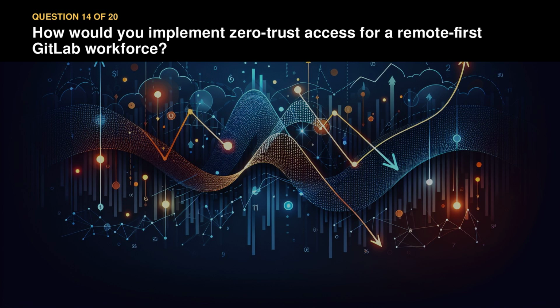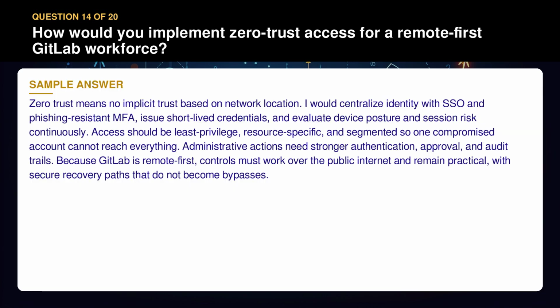Question 14. How would you implement Zero Trust access for a remote-first GitLab workforce? Zero Trust means no implicit trust based on network location. I would centralize identity with SSO and phishing-resistant MFA, issue short-lived credentials, and evaluate device posture and session risk continuously. Access should be least privilege, resource-specific, and segmented so one compromised account cannot reach everything.